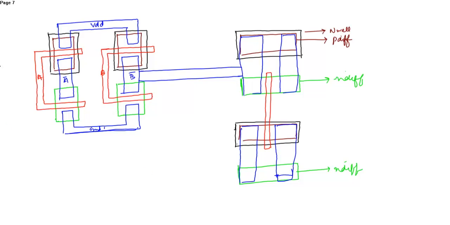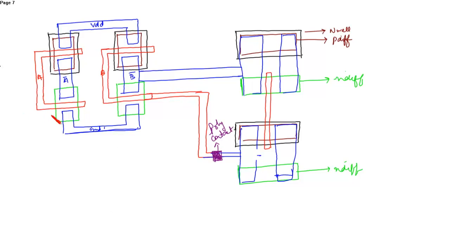So take from here, so there's overlapping between this. So you have to place a metal contact over here. So here there is a poly contact. So B is connected, B bar is connected.